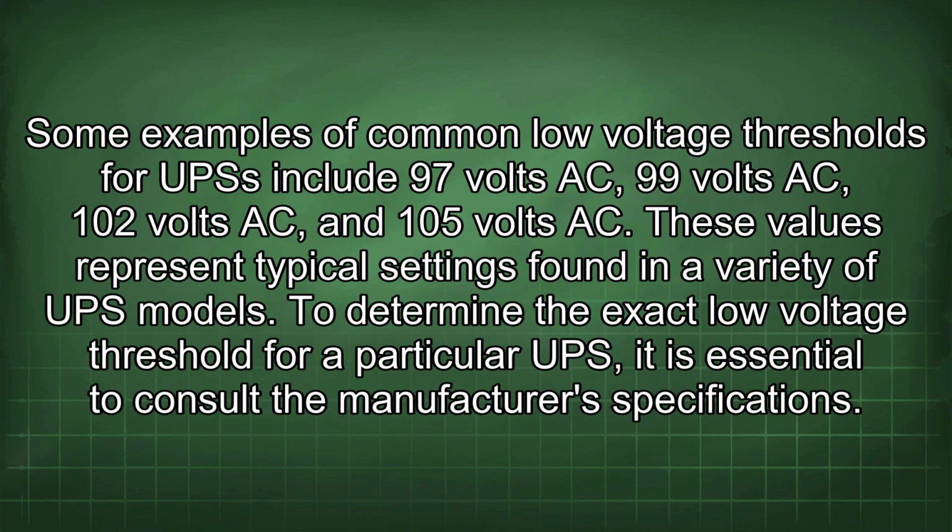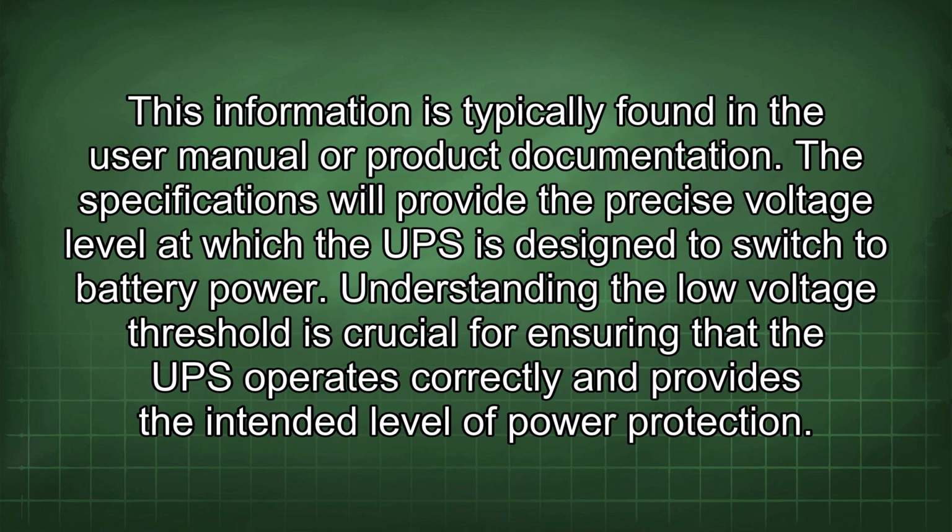Some examples of common low voltage thresholds for a UPS include 97 volts AC, 99 volts AC, 102 volts AC, and 105 volts AC. These values represent typical settings found in a variety of UPS models. To determine the exact low voltage threshold for a particular UPS, it is essential to consult the manufacturer's specifications. This information is typically found in a user manual or product documentation. The specifications will provide the precise voltage level at which the UPS is designed to switch to battery power.